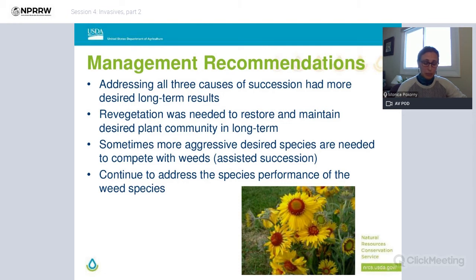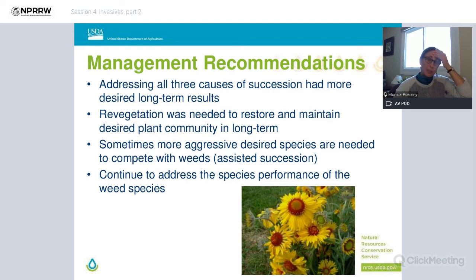So some of the management implications then for the successional dynamics theory was that it's really important to address all three causes of succession when you're entering into an invasive plant management project. And we found that it had really desired results in the long term. Revegetation was also needed to restore and maintain certain desired plant communities in the long term.